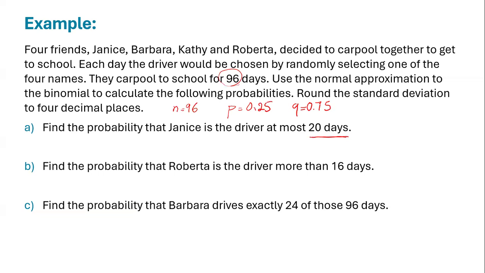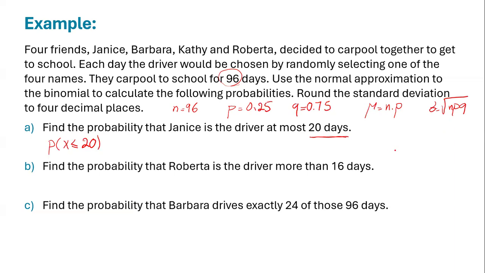Okay, now we want to find the probability that Janice is the driver at most 20 days. So don't forget to check the requirement, which is n times p and n times q both must be more than 5, which I believe it is in this question. Then find the mean and the standard deviation. Mean is always n times p, and standard deviation is the square root of n times p times q. Then when you start working on the problem, when you want to find the probability when x is at most 20 days, at most means less than or equal to 20, because at most means maximum 20 or less.